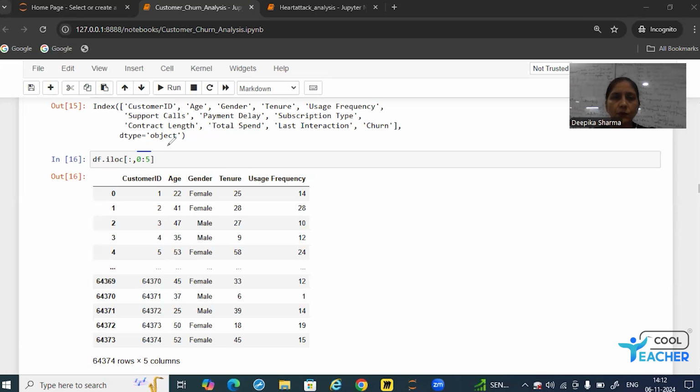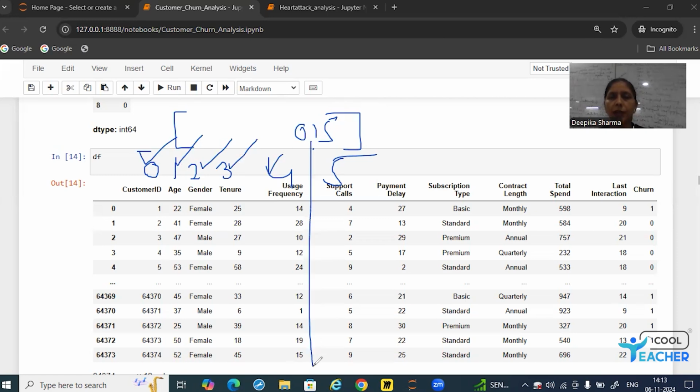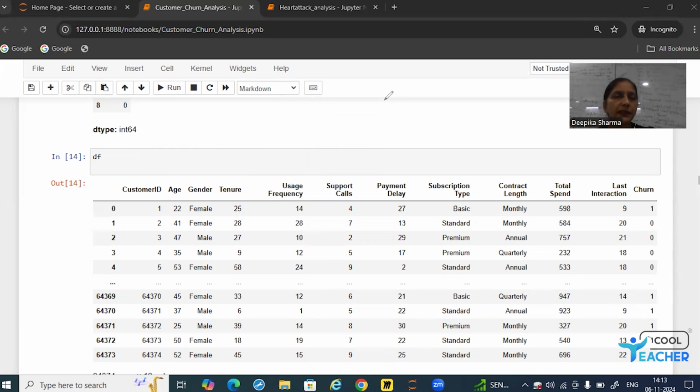So 0 to 5. If I'm checking it, suppose I'm making the indexes 0, 1, 2, 3, 4, 5. I want to capture 0 to 5. Whenever I write 0 to 5, I'm getting 0, 1, 2, 3, 4, up to 4 columns, because it is up to n. So the n minus 1 range we are getting: 0, 1, 2, 3, 4. The n column we are not getting; that is basically exclusive.